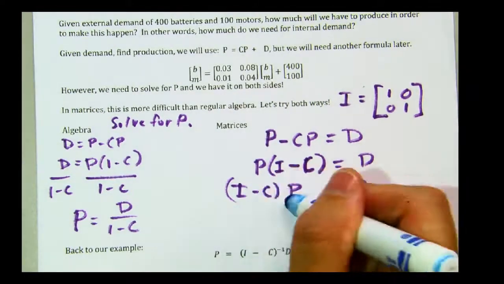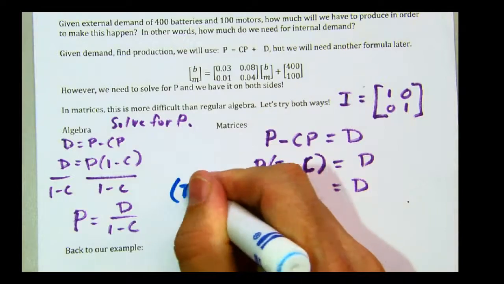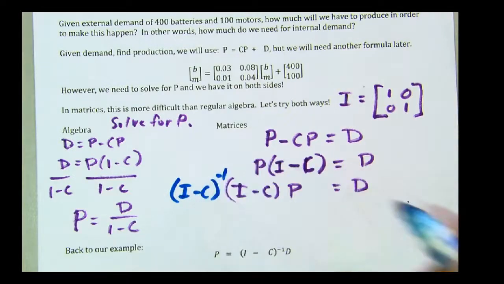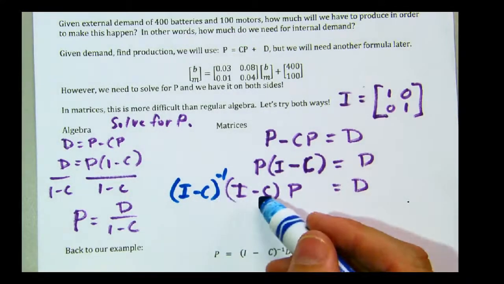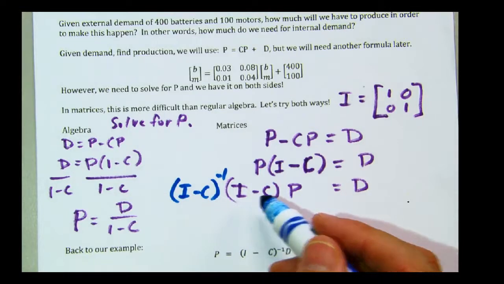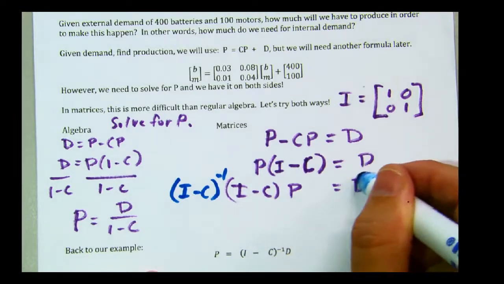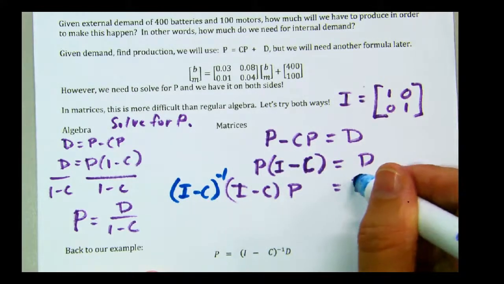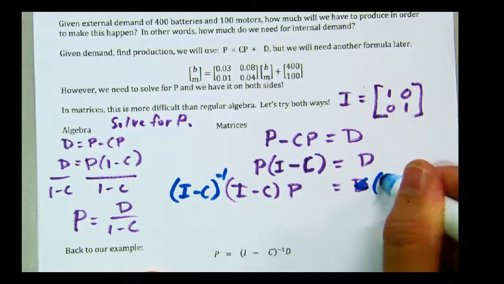So to get rid of this, I have to go on the left side and multiply by the inverse. When I take inverses and multiply them by each other, they cancel each other out. This D, since I did this on the left side, I'll have to do this on the left side here too.